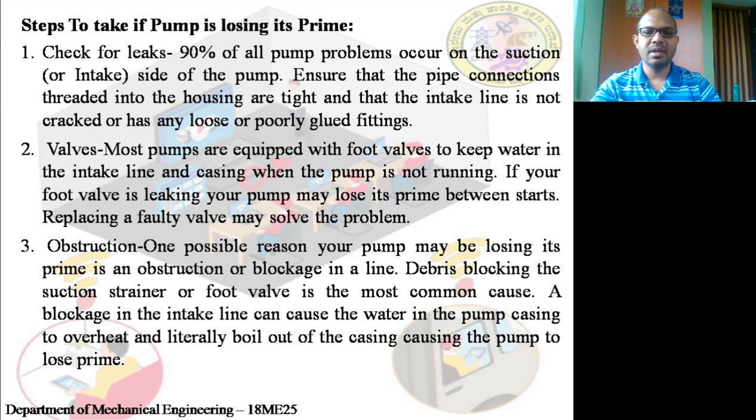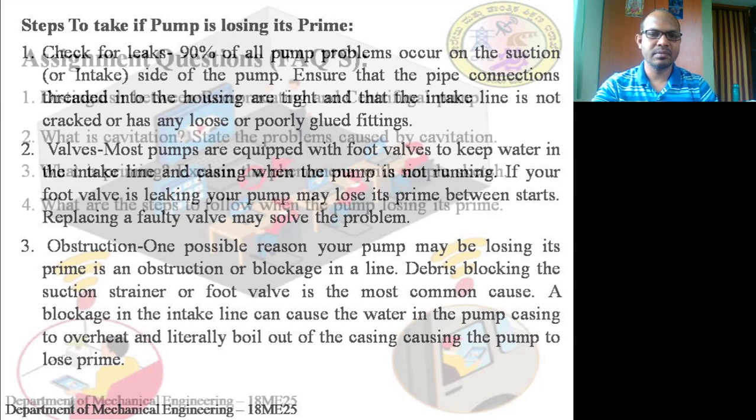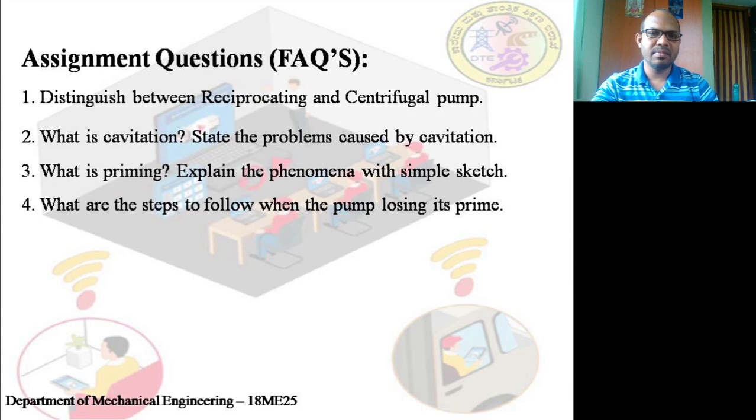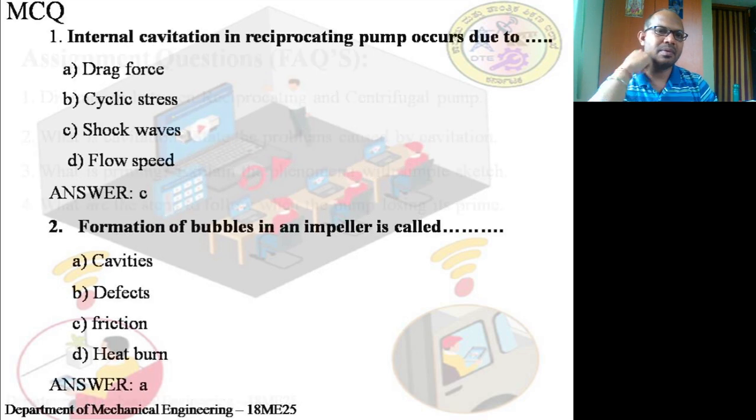So these are all the important factors to be considered when the pump is losing its prime. These are a few assignment questions. Distinguish between reciprocating and centrifugal pump. What is cavitation? State the problems caused by cavitation. What is priming? Explain the phenomenon with simple sketches. What are the different steps to be followed when the pump loses its prime? This is one of the important questions actually.